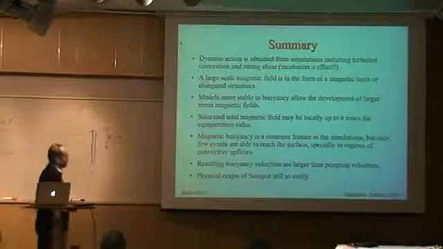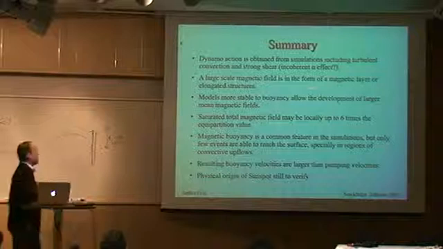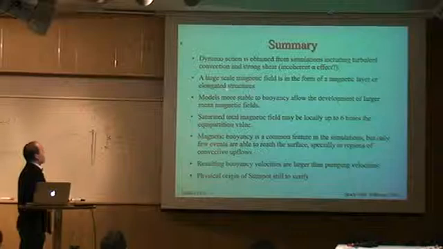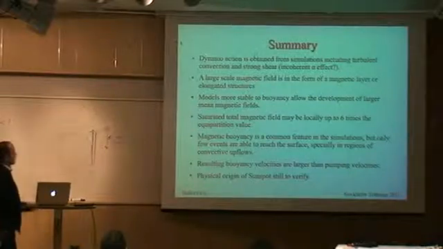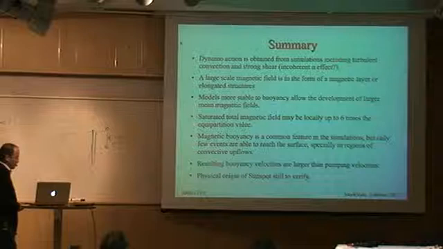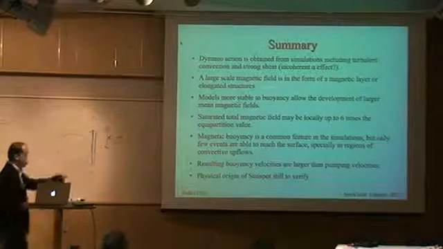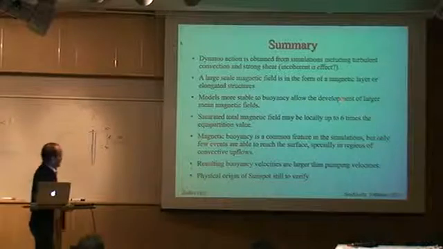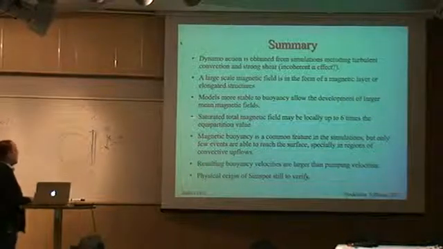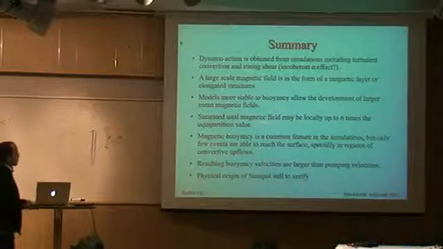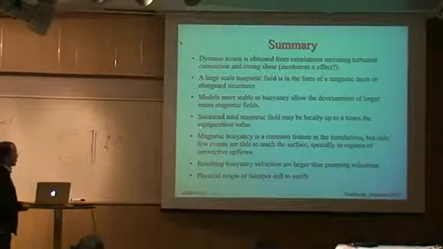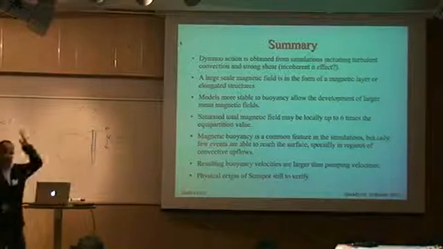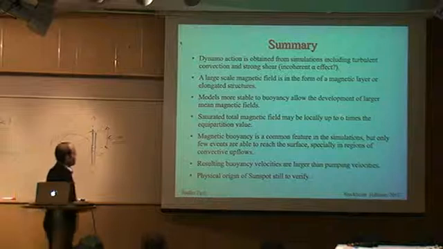So in summary, we have dynamo action with turbulent convection and a strong shear. Probably it's the incoherent alpha effect, probably it's the shear current effect. The magnetic field forms large-scale magnetic structures elongated in the direction of the shear. Models more stable to buoyancy develop a large-scale magnetic field easily. Local values of the magnetic field can be up to 6 times the equipartition value, and in this case the magnetic field rises up to the surface and modifies the convection pattern.